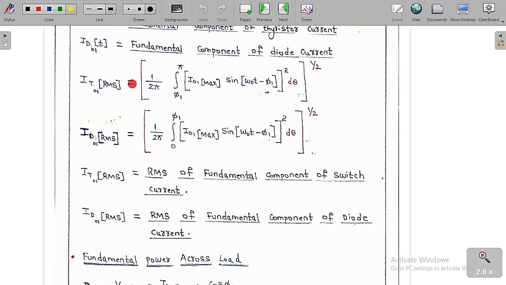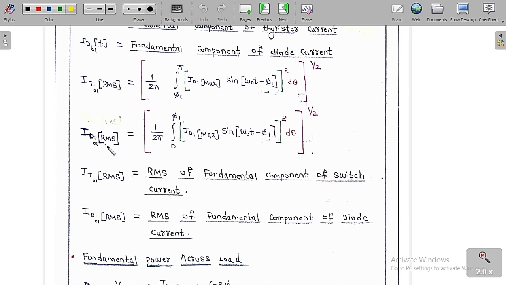So the RMS value of the fundamental component of the thyristor current is equal to the square root of 1 by 2 pi, because the switch S1 is connecting only from phi 1 to pi. In that range the thyristor fundamental current is equal to the fundamental component of the output current. So I01 max sine of omega naught t minus phi 1, whole square into d theta. This is the way we get the RMS value of the fundamental component of the thyristor current.